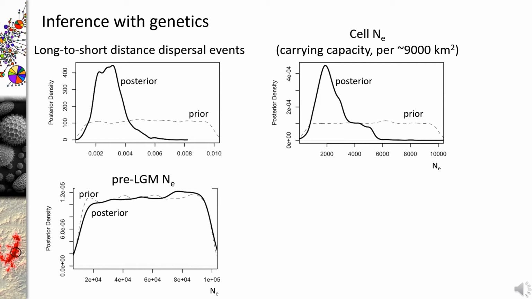For example, a very common question is how important were long-distance dispersal events to the movement of species? So here in the upper left-hand corner, we're plotting the prior and the posterior for the ratio of long to short distance events among the accepted simulations. And as you can see, somewhere between every 2 and 4 in 1,000 colonization events arises from long distance dispersal. Now looking at the plot in the upper right, you can see that we can estimate the carrying capacity or effective population size of the species in a cell. This isn't to say that approximate Bayesian computation can answer everything. For example, we do a fairly poor job of estimating the effective population size prior to the last glacial maximum.